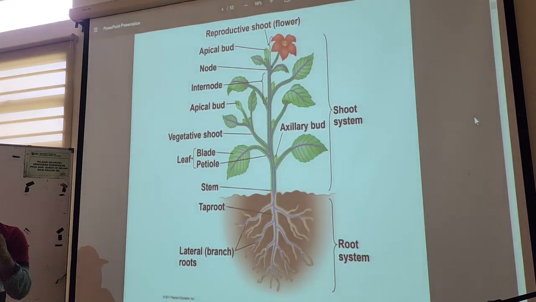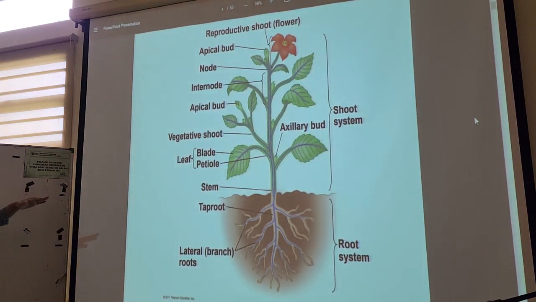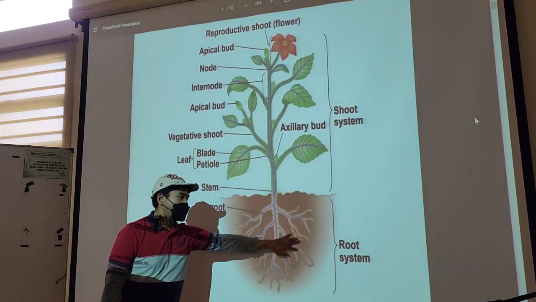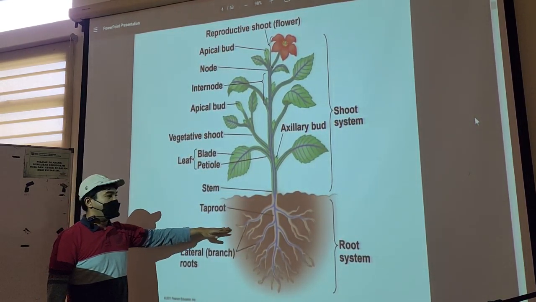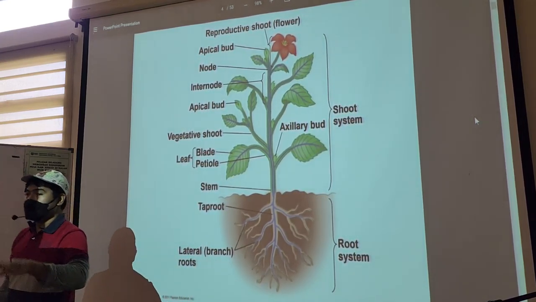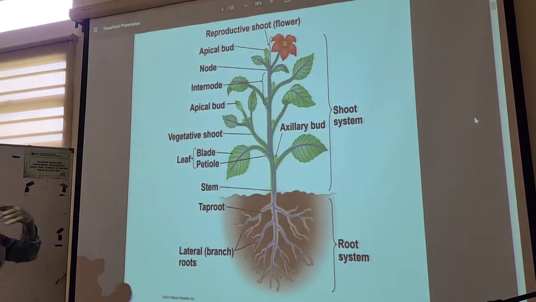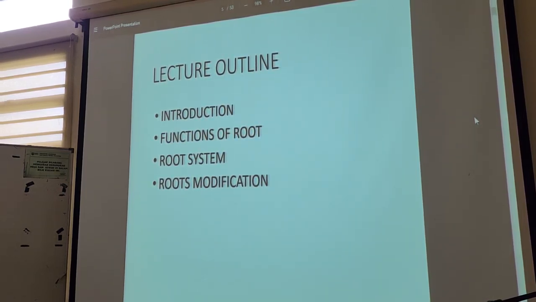Just a quick recap. Plant has organs, and organs divide into two parts: the root system and the shoot system. Root is wherever under the ground. So you have your roots, your rootlets, your root hairs, and so on, and that is what we're going to deal with. The others are in the series, and we're going to deal with them in the coming lectures. Now we're going to look at the functions of the roots, the system of the root, and also the modification.